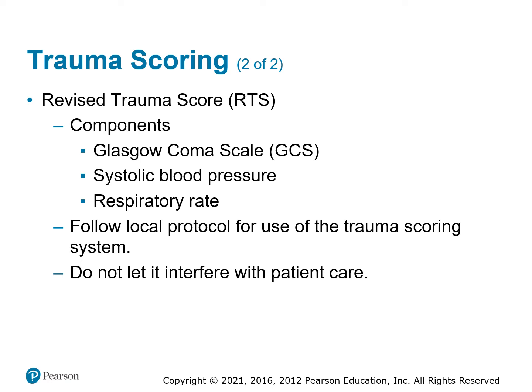The components that this revised trauma score is going to use are going to be the Glasgow Coma Scale, the systolic blood pressure, and the respiratory rate. And each of those three categories can have a maximum score of 4. And on the next slide, it's going to break down what each of those categories are and then how you assign a number to each of those categories.